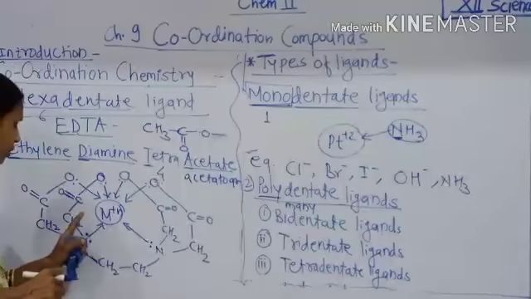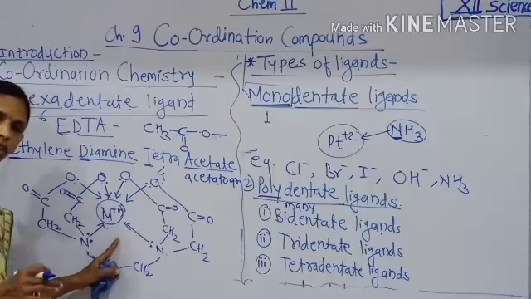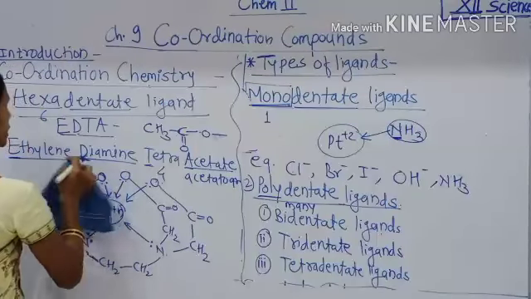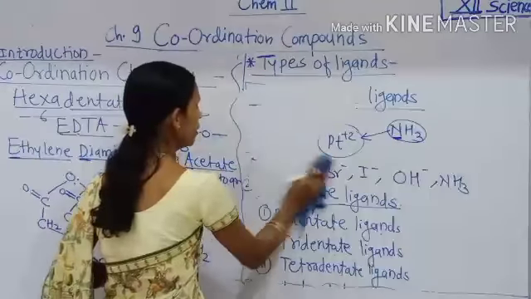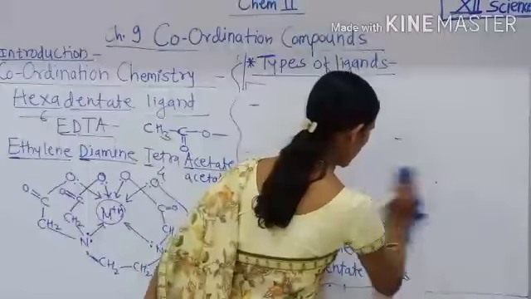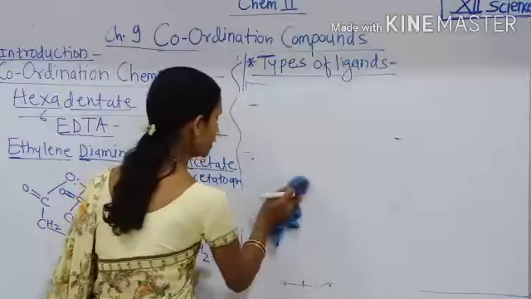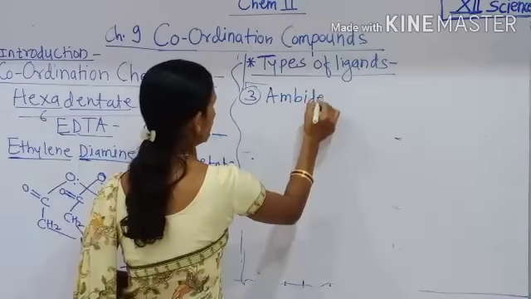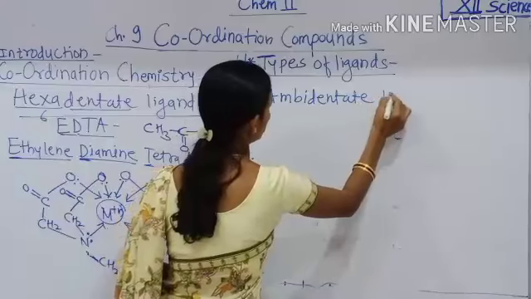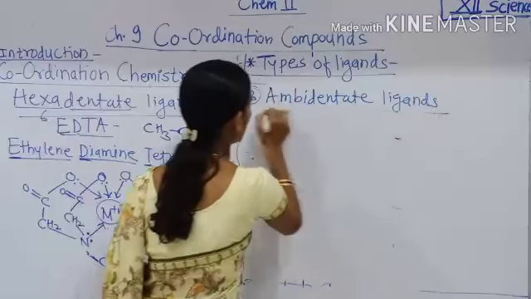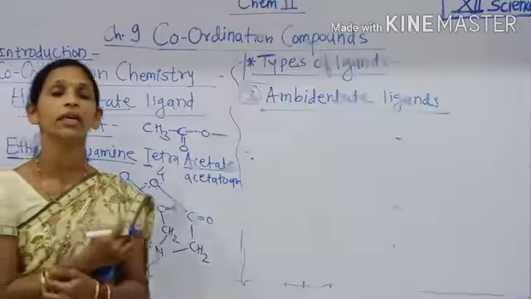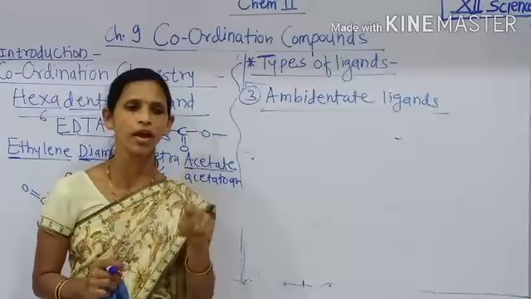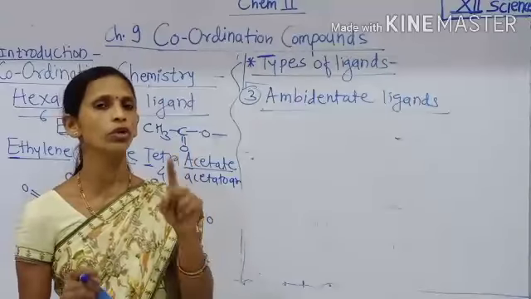Then all of you have to practice drawing the structure of EDTA. Then one more type, the third type of ligand, ambidentate ligands. What is an ambidentate ligand? An ambidentate ligand is a ligand which has two or more donor atoms.